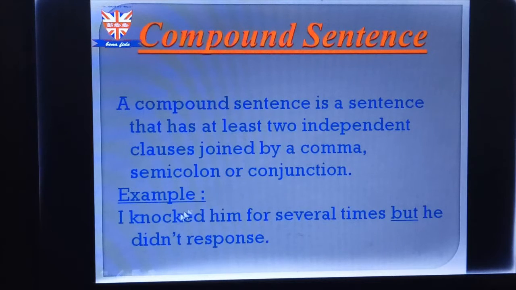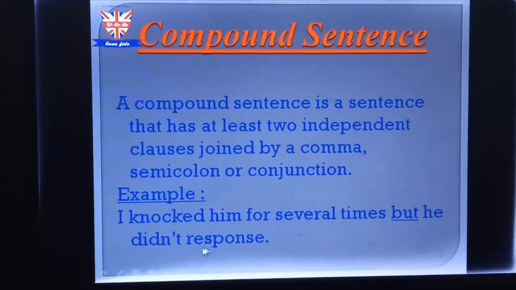So let's see the example. I knocked him for several times, but he didn't respond. You can see, if I take out the but from the sentence, it will be: I knocked him for several times, he didn't respond. Both are complete sentences, but these two are joined with the conjunction but. So this is a compound sentence.